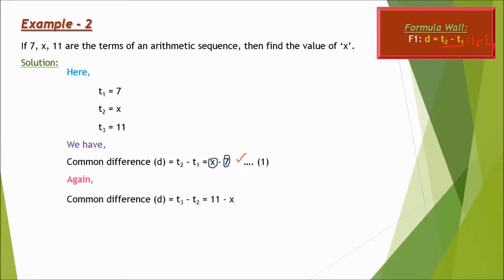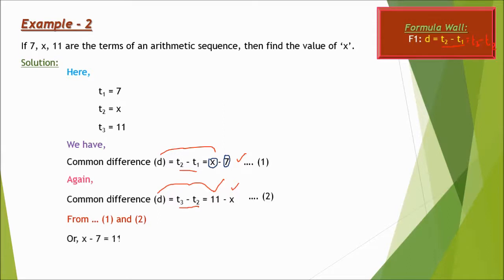This is also the formula to find the common difference, isn't it? T3 minus t2 is also the formula. T2 minus t1 is also the formula. Now t3 is 11 and t2 is x. Now this is equation 2. From 1 and 2, we can equate them because they both relate to d.